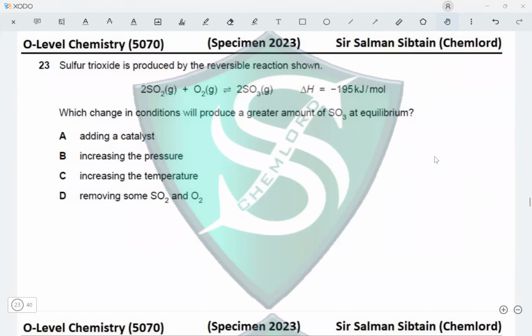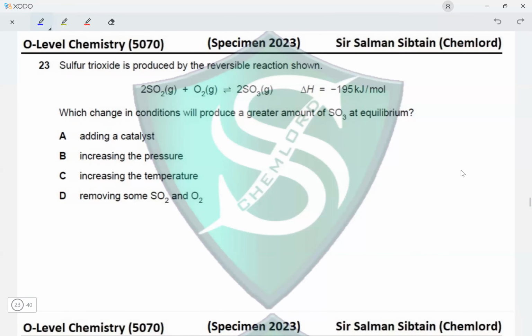Question 23. Sulfur trioxide is produced by the reversible reaction shown. 2SO2 gas plus O2 gas gives 2SO3 gas, and this has an enthalpy change of negative 195 kilojoules per mole, which means it is an exothermic reaction. Which change in conditions will produce a greater amount of SO3 at equilibrium? That means we need to favor the reaction in the forward direction.